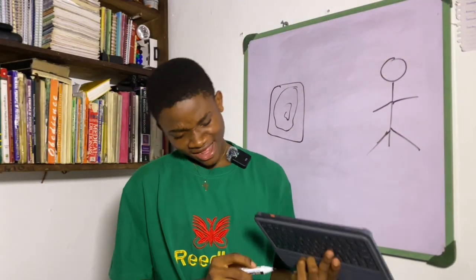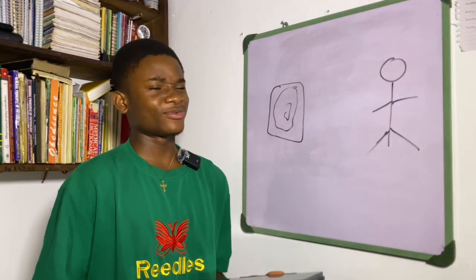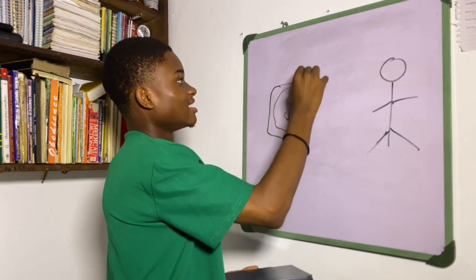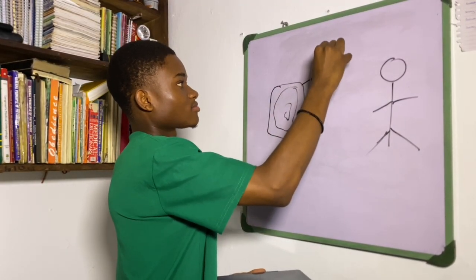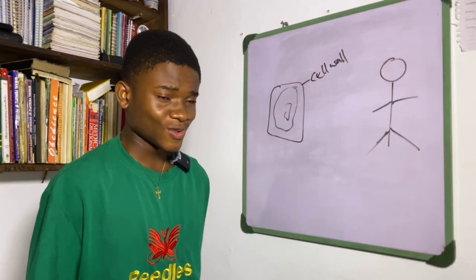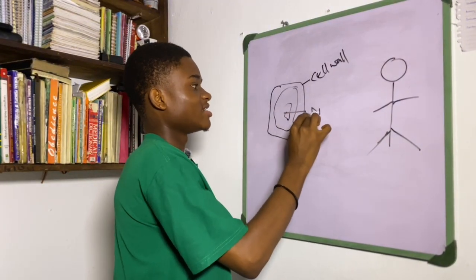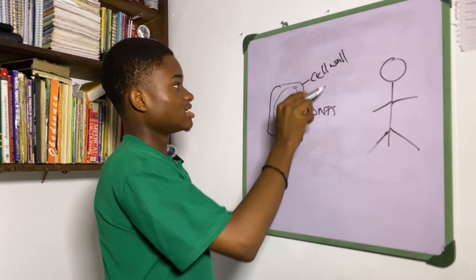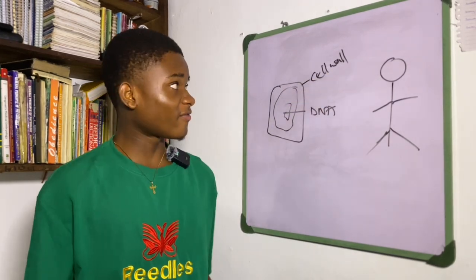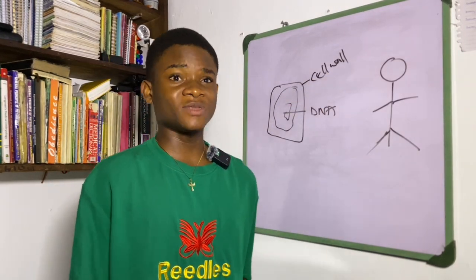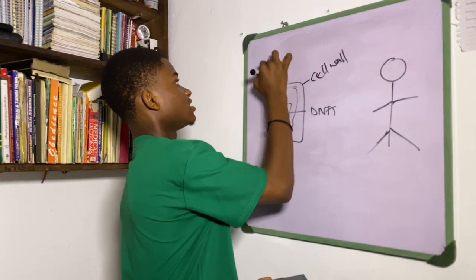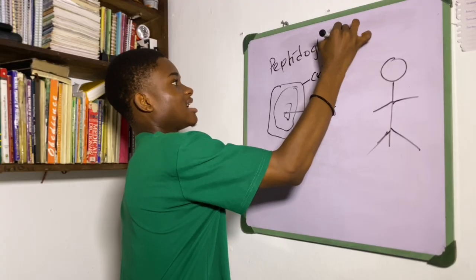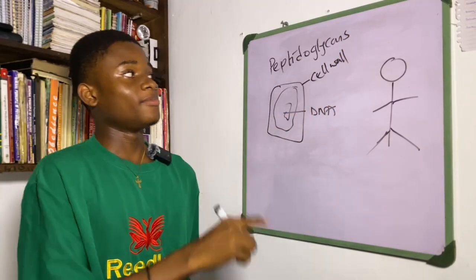All right, now monerans are very simple. What they just have, everything that concerns them, is the cell wall. They don't even have a nucleus. So what you are going to have here is just a DNA strand. Then this cell wall is not even made up of cellulose, just peptidoglycan. That's what makes up the cell wall of bacteria.